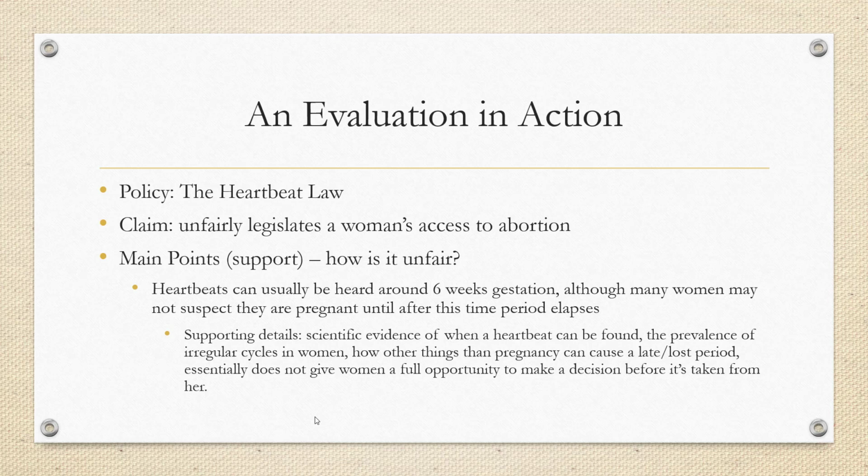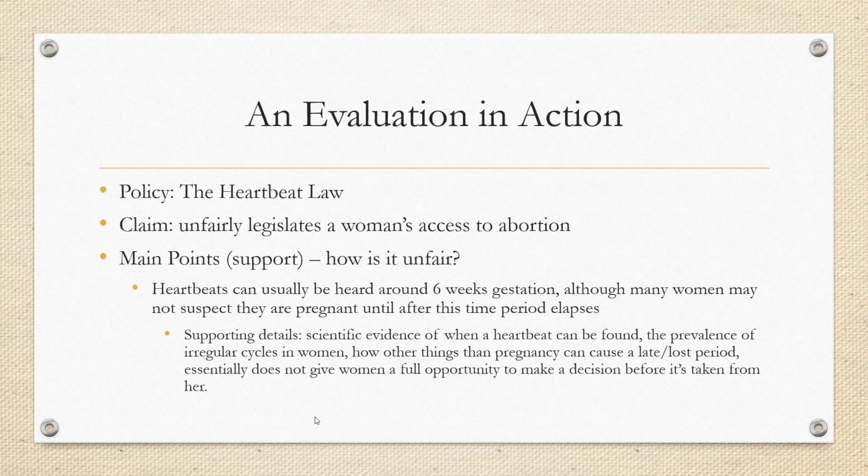Because if you have a very irregular cycle and it's like, oh, well, I normally only have a period every 2 months, and you happen to get pregnant right after one of your periods, you might not suspect anything until 10 weeks along that, hey, I usually have another period around now, and it's kind of weird. And lo and behold, you're 10 weeks pregnant. You had no idea because not all women have pregnancy symptoms or notice pregnancy symptoms, or sometimes those symptoms can be masked by other conditions that the woman has.